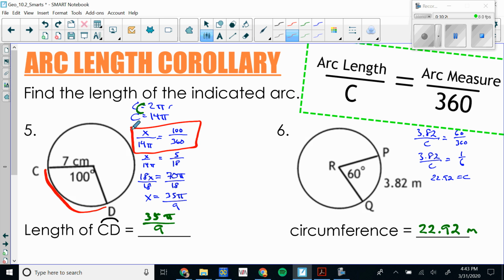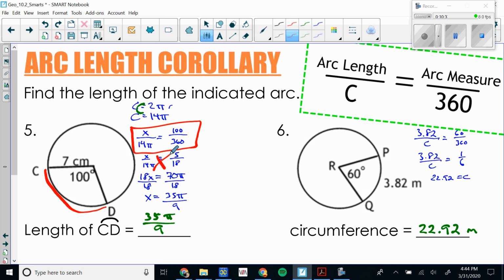So we get 18x equals 70 pi if you cross multiply. And that's going to leave you with 18x equals 70 pi. Divide each by 18, so x equals 35 pi over 9 for that arc length.